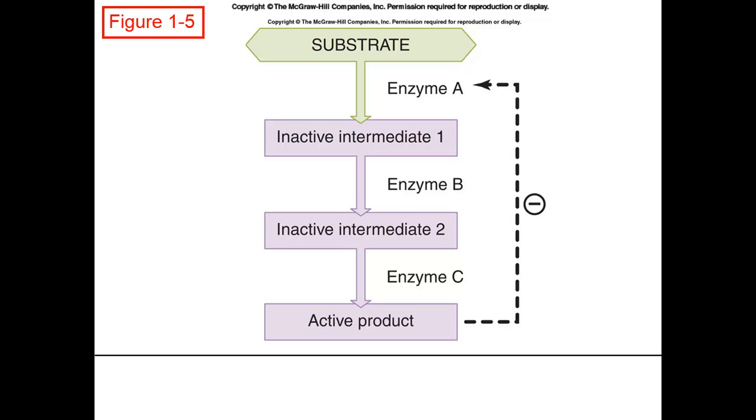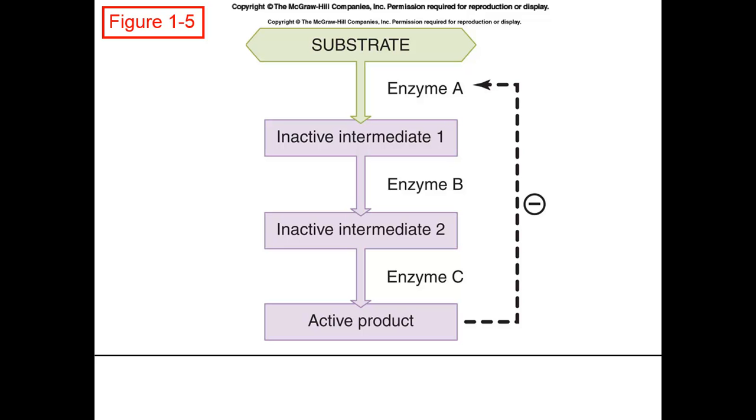This is an enzyme. So if this is a cell line class, it's just not. It's physiology, sort of the same idea. You have a substrate. You have inactive intermediate 1, inactive intermediate 2, active product. And then there's a negative sign with a dotted arrow going back. That's what's called a negative feedback loop. That's a very important point.